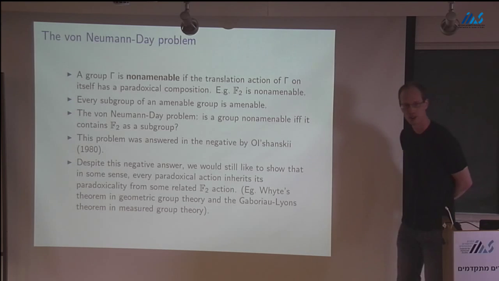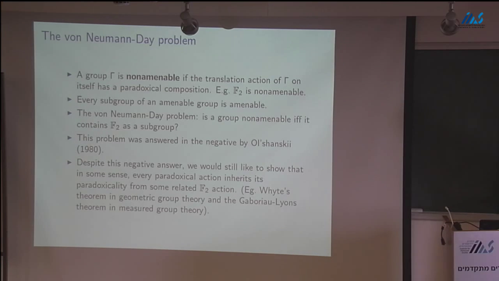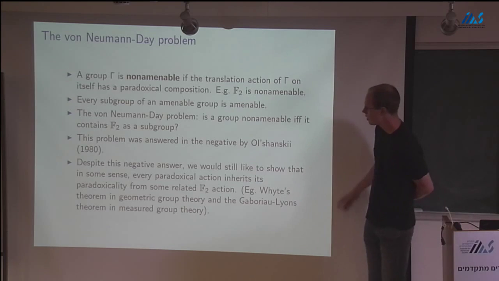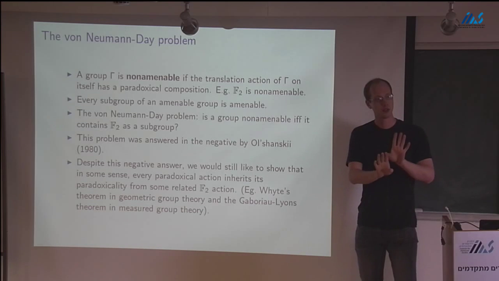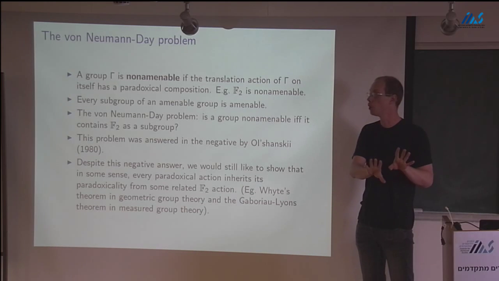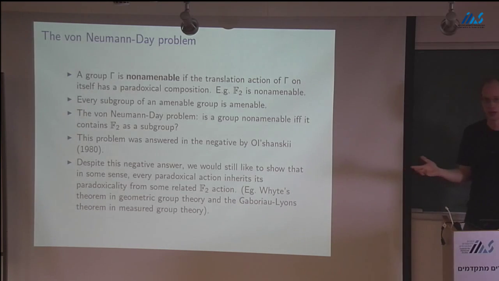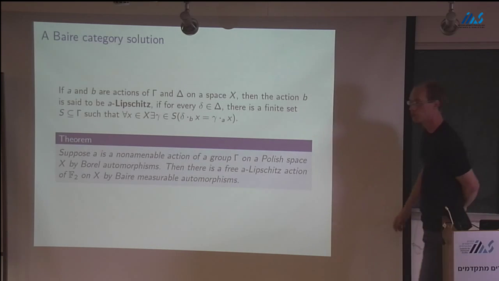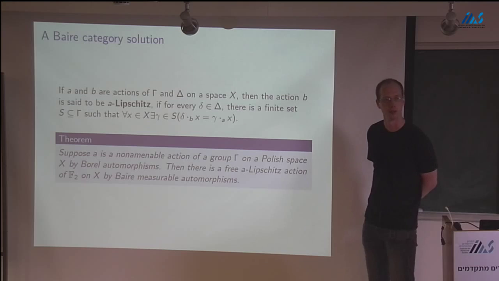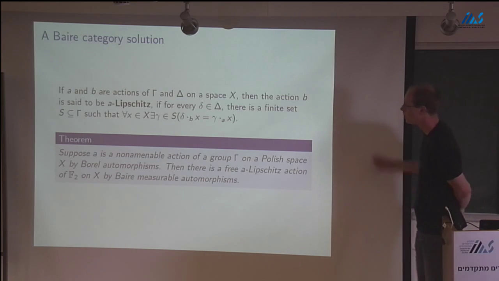I mean, the Tarski monsters are hard objects to understand. And so people had sort of weakened in this problem the notion of subgroup. That was the attempted fix. So maybe you don't have F2 as a subgroup, but maybe F2 is in some way very closely related to this non-amenable group or this non-amenable action, and that's somehow creating the non-amenability. So there had been a theorem proved like this by White in the context of geometric group theory, where you use quasi-isomorphism. Gaboriau and Lyons had proved some version in measure group theory, and we have sort of a Baire category version of this phenomenon. So I need a quick definition.